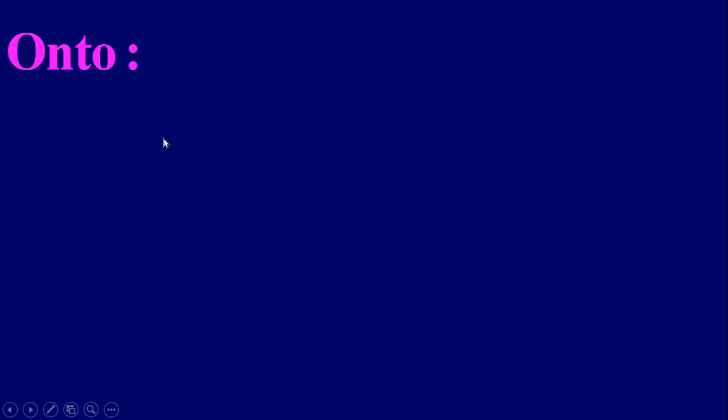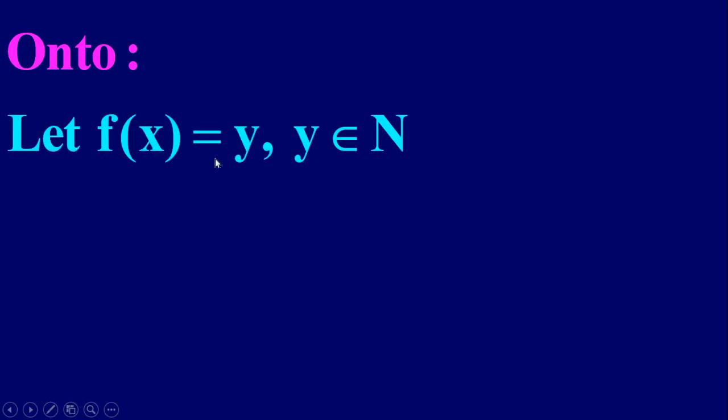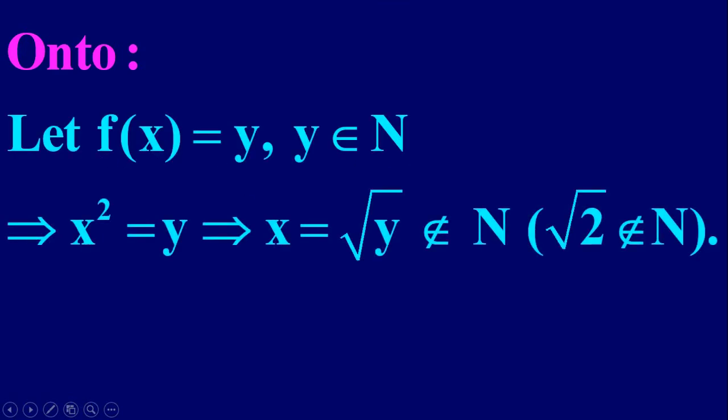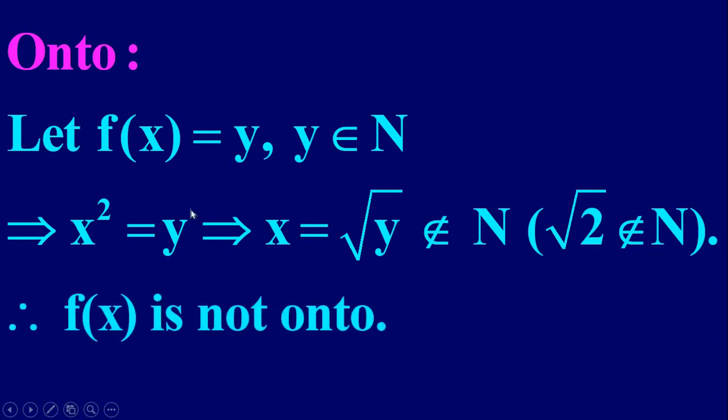So next we verify whether it is onto. We take f(x) = y, where y belongs to N, and here f(x) = x squared, therefore x squared = y. This implies x = root y, which is not always a natural number. Suppose we take y = 2, then root 2 is not a natural number, so therefore this function is not onto. So this function is not an onto function.